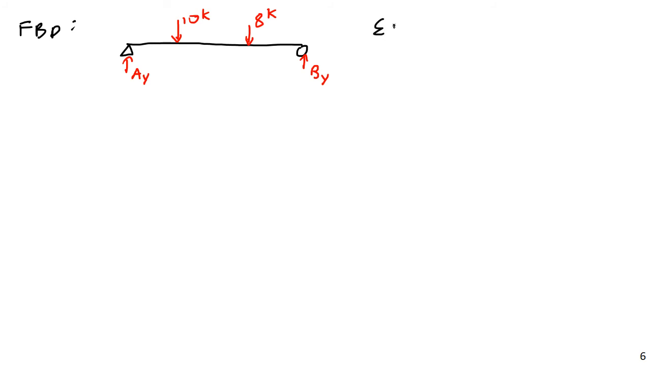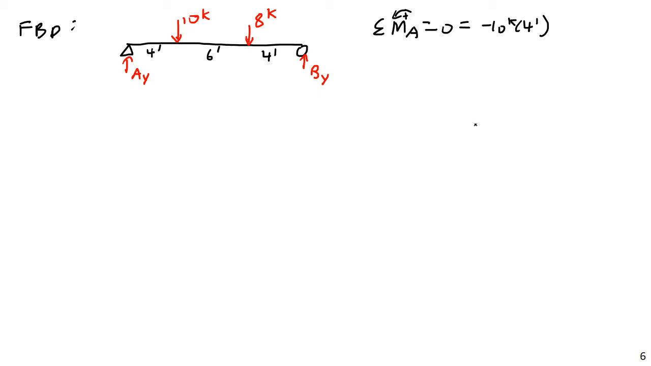So I'm going to say the summation of moments about point A, counterclockwise positive, equals 0. So just balance of moments, that's going to be negative 10 kips times 4 feet. And then let me go ahead and label some distances again. This was 6 feet and 4 feet.